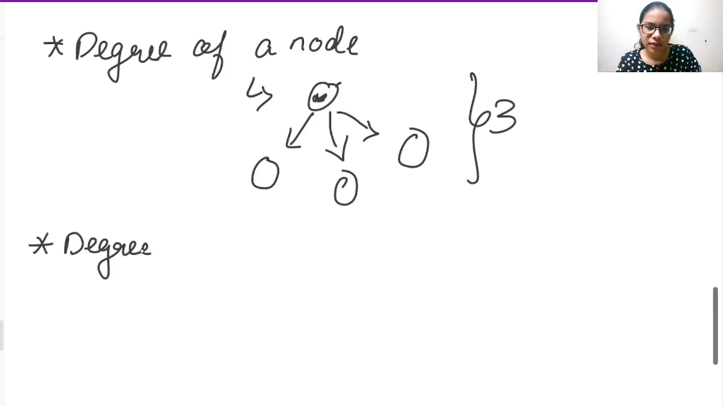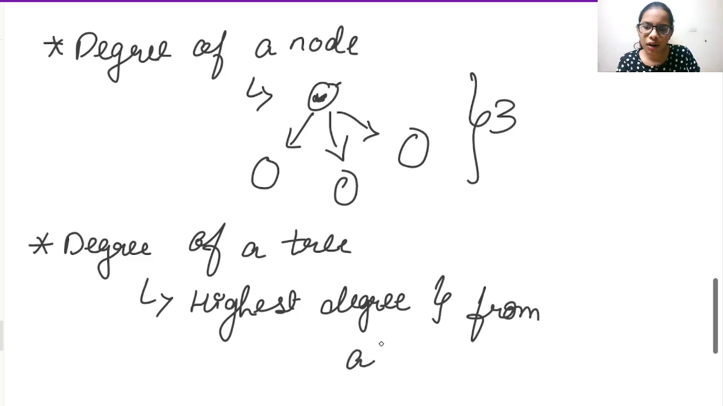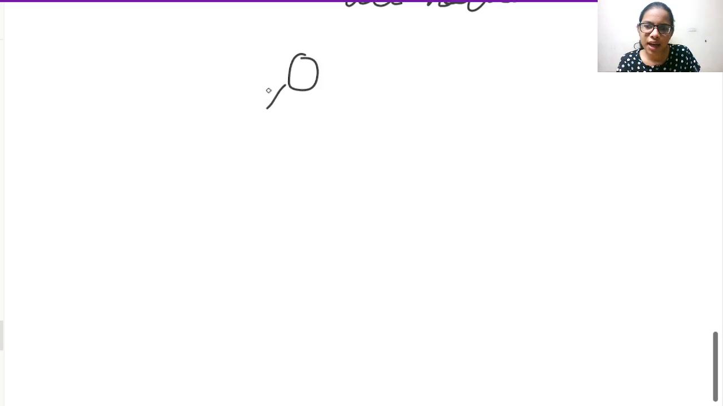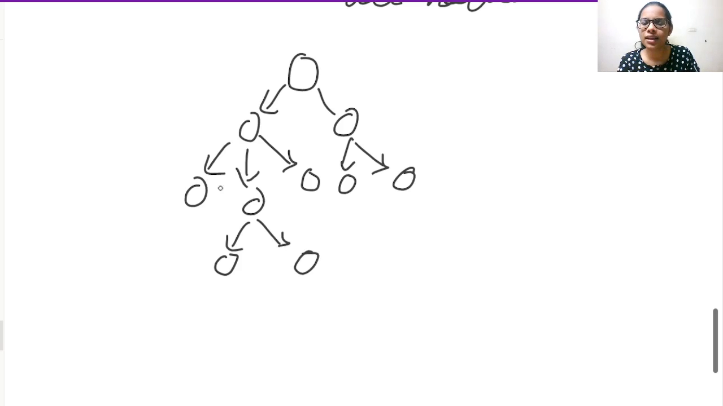What is the degree of a tree? Degree of the whole tree is equal to the highest degree from all nodes. So suppose that we have a tree in this particular manner. We have three children of this. Not a binary tree, actually only a tree. I'm not talking about binary tree over here. Binary tree is a very different thing that we will learn in the next lecture.